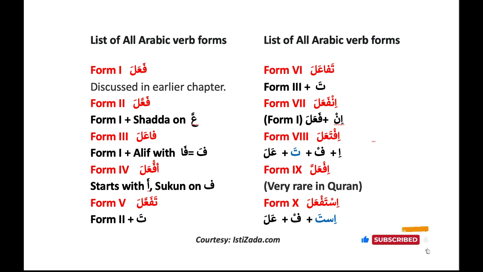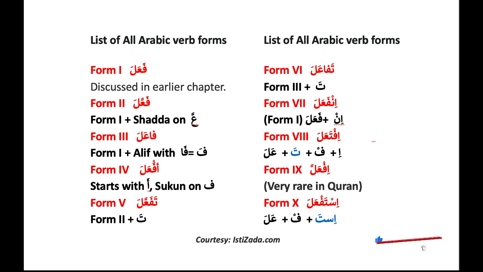Let's look at form 4. What has changed alphabetically? You can see Hamza. Hamza has been added before fa'ala, and fa has taken a sukun. So fa'ala has become af'ala in form 4.